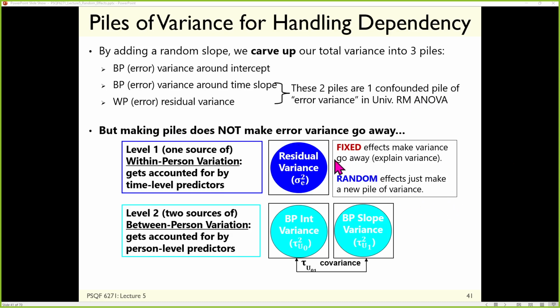So anytime that we add a fixed effect, we're explaining variance. In the same way that you learned in Intro to Linear Models, this predictor accounts for yay much percent of the variance of this outcome. The only catch is that we have to say which variance. Is it a time level predictor? Because then it should explain level 1. Is it a person predictor? Because then it should explain level 2.